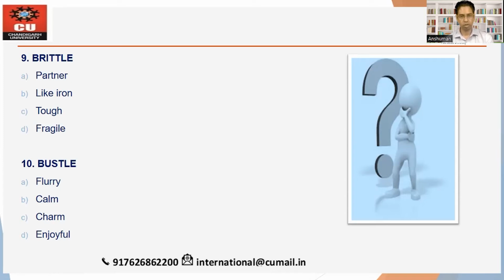If I talk about question number 10, the word is bustle. Now, what is bustle? Bustle means a place which is full of noise. That is known as bustle. We have options like calm, charm, and enjoyful, but these three options will not be suited here. So if we take the word bustle, option A, which is flurry, is the right option.